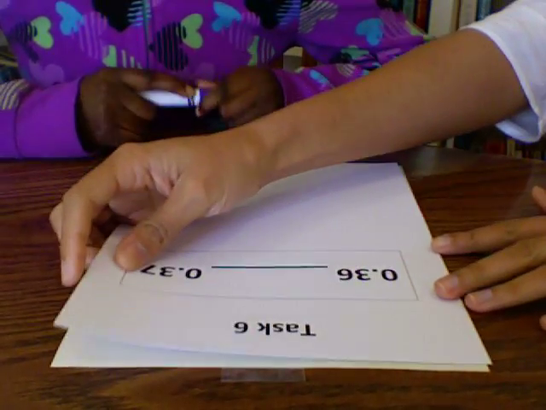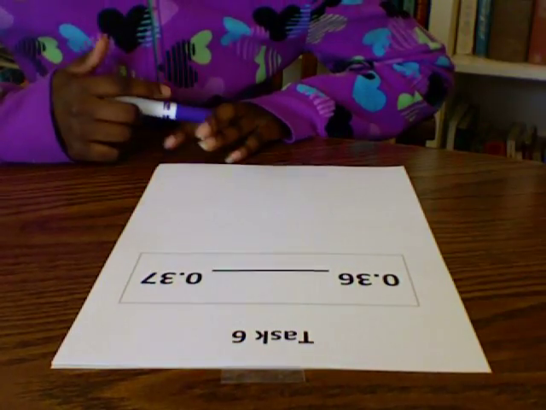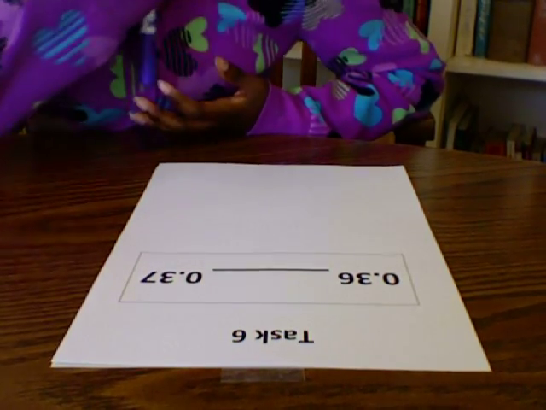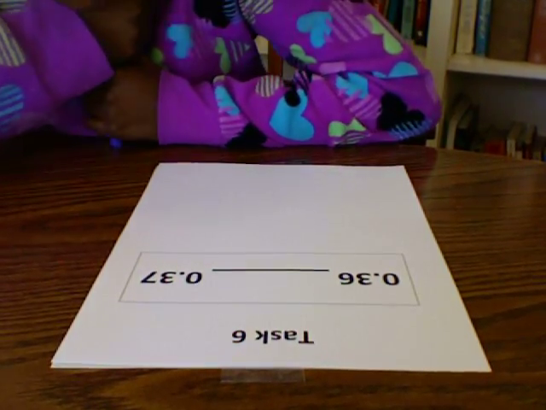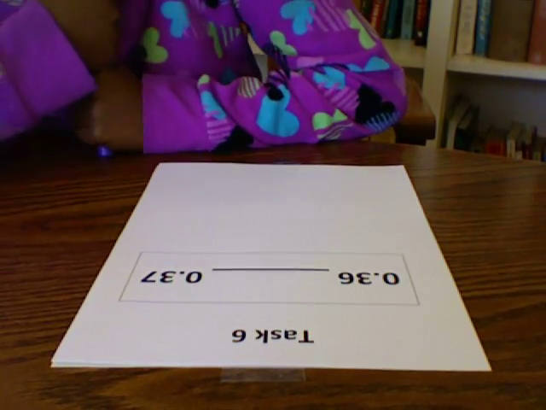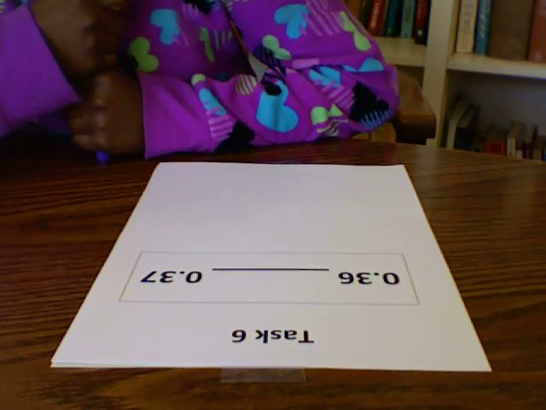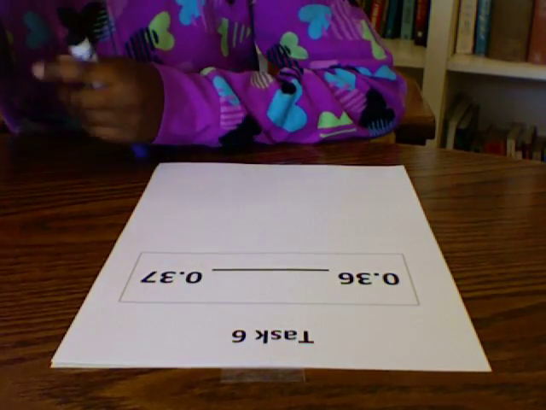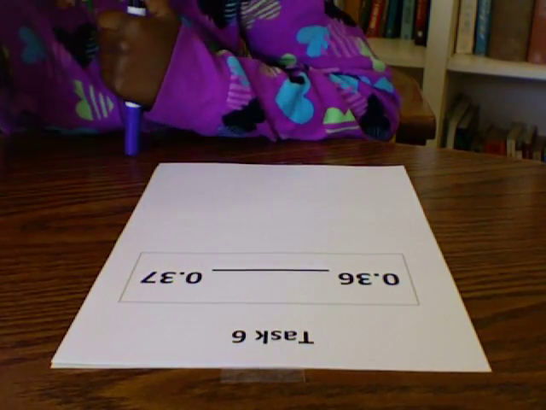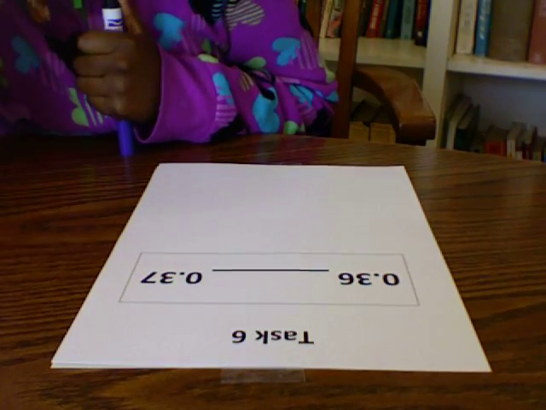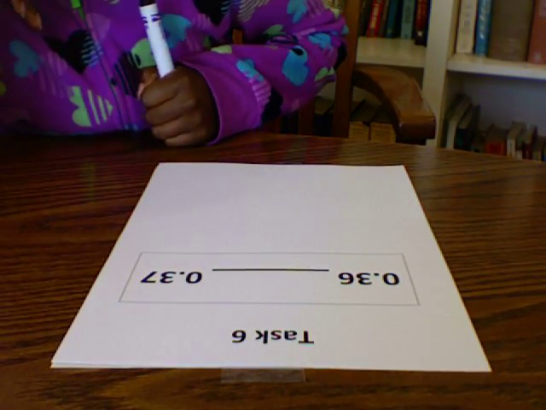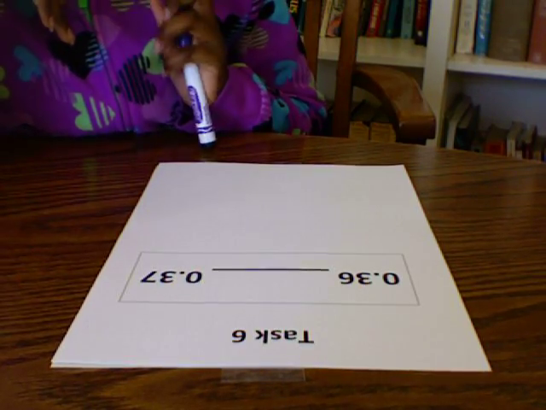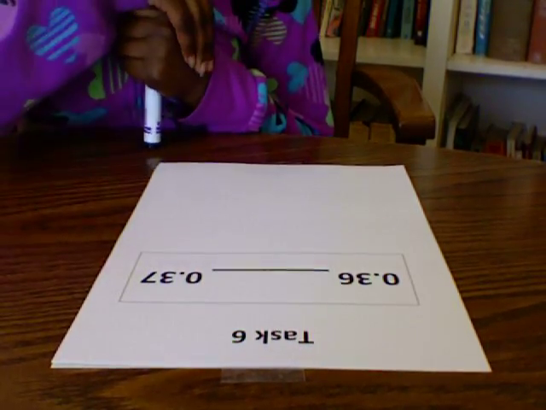Okay, so let's look at these two decimals here. What decimals do you see? 0 and 36 hundredths, and 0 and 37 hundredths. Okay, good. Do any decimals lie between those two decimals? Yes. Can you name one for me? What would be an example of one? Can I put them in fraction form? Sure, we can put one in fraction form.